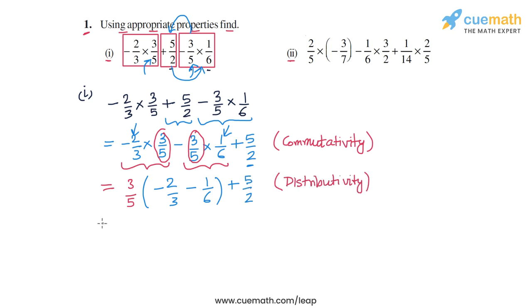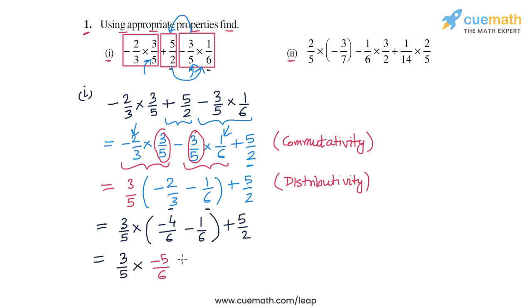Alright, now let's simplify this. So now we have 3 by 5 and then we have minus 2 by 3 minus 1 by 6. So let's take the LCM and combine these two terms. Minus 2 by 3 can be written as minus 4 by 6, and then we have minus 1 by 6, and we have the plus 5 by 2 term. So minus 4 by 6 minus 1 by 6 is minus 5 by 6. So we get 3 by 5 into minus 5 by 6, and then we have plus 5 by 2.